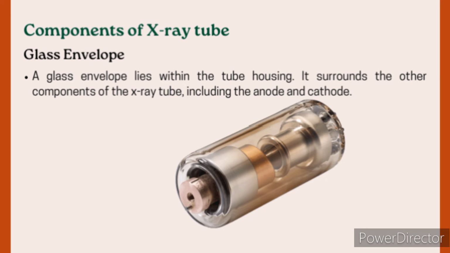Glass envelope. A glass envelope lies within the tube housing. It surrounds the other components of the X-ray tube, including the anode and cathode. The primary functions of the glass envelope are to provide support and electrical insulation for the anode and cathode assemblies and to maintain a vacuum in the tube.